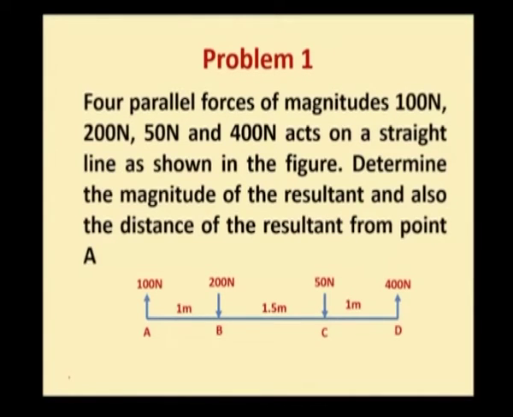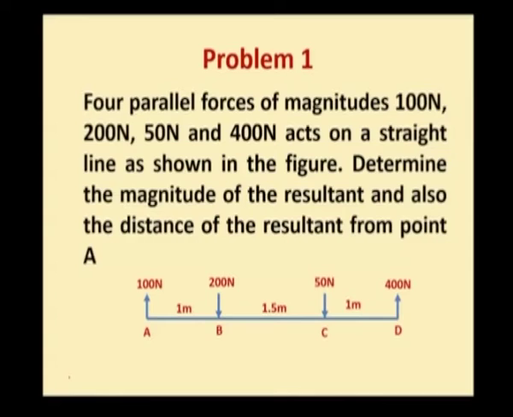So, in this figure there is a line ABCD. Over the line ABCD we have four parallel forces acting. These are unlike parallel forces. Magnitudes of the four forces are shown in the figure. Also the distances between the four forces are shown in this figure. We are asked to determine the magnitude of the resultant and also its position.